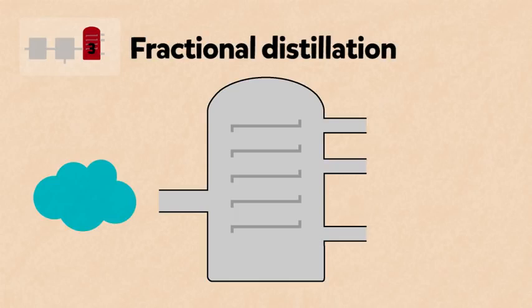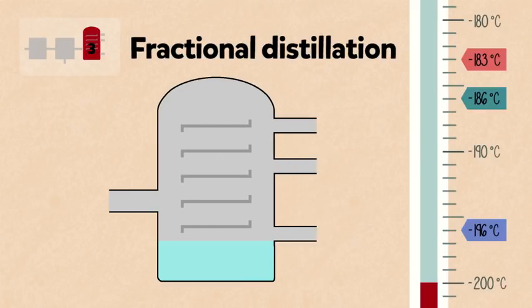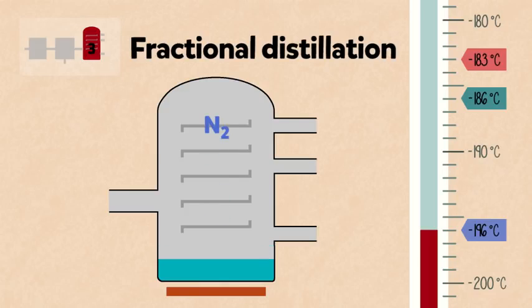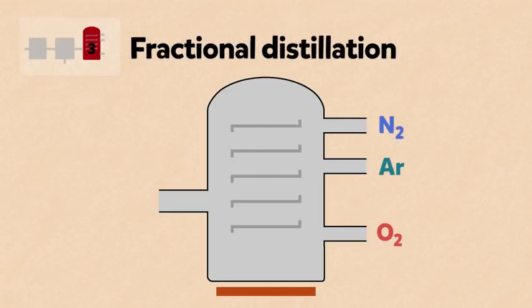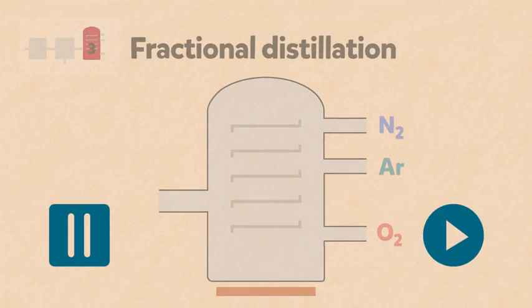First, as we said before, the air is cooled to -200 degrees Celsius and passed into the fractionating column. It is then gently warmed. The temperature rises from -200 degrees Celsius, and when it gets to -196 degrees Celsius, the nitrogen boils off and is collected. When it reaches -186 degrees Celsius, the argon boils off, and when it reaches -183 degrees Celsius, the oxygen boils off. Now, pause the video and think of another process that uses the same technique.